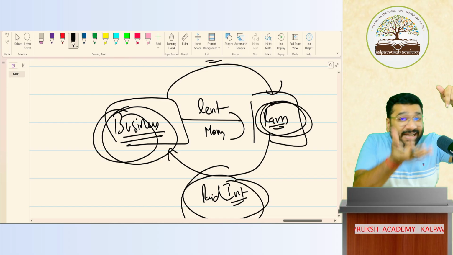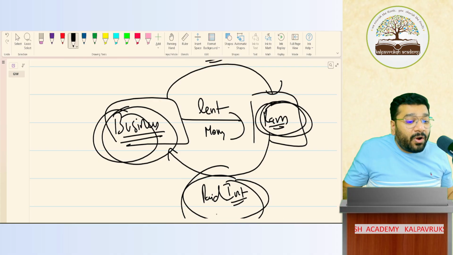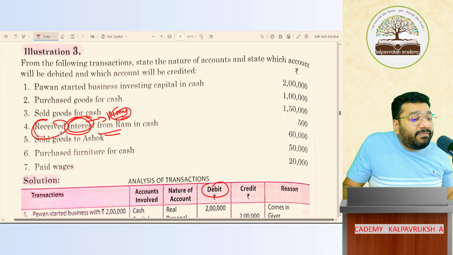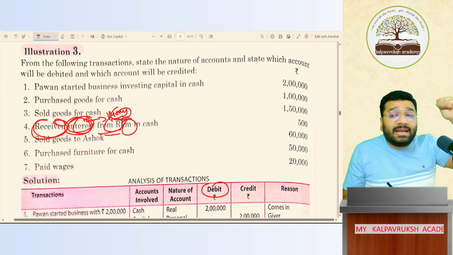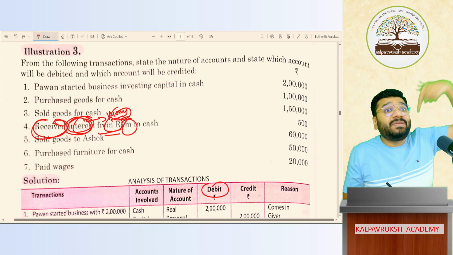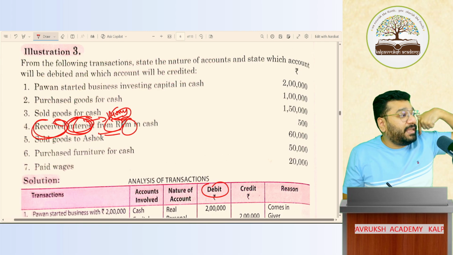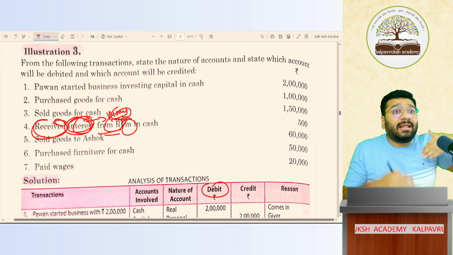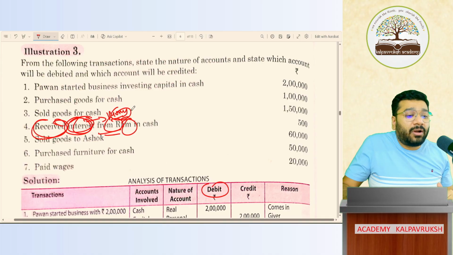For business, interest received is income. Why did I get money from Ram? Because Ram used business money. To compensate for that, Ram is paying interest. Got it?